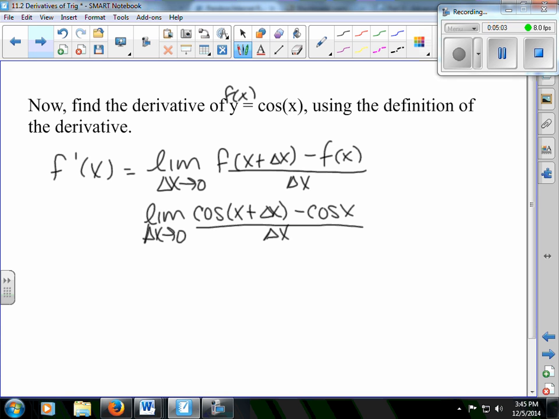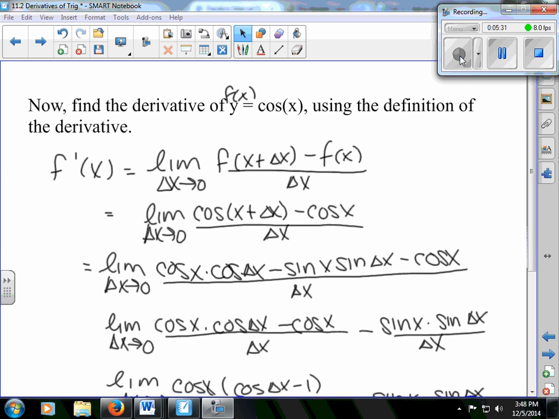over delta x. Okay, now you don't have to be able to do this, but you do need to write this down and listen to me. I'm going to eventually come up with the derivative of cosine of x. I have to use a trig identity here. The cosine of x plus delta x, that is the cosine of x times the cosine of delta x.